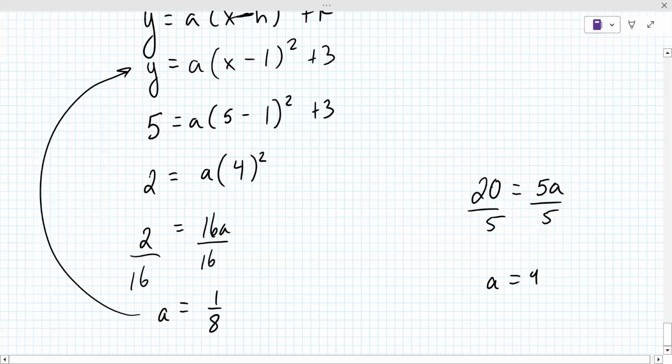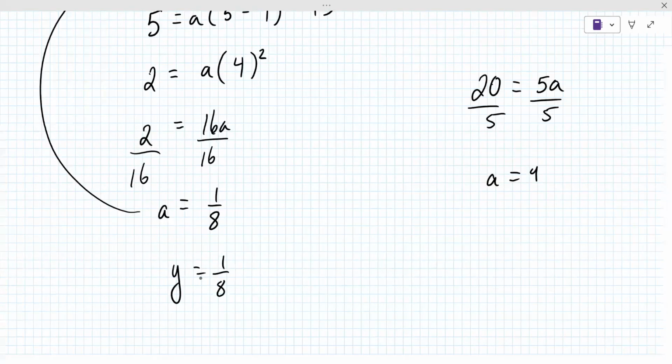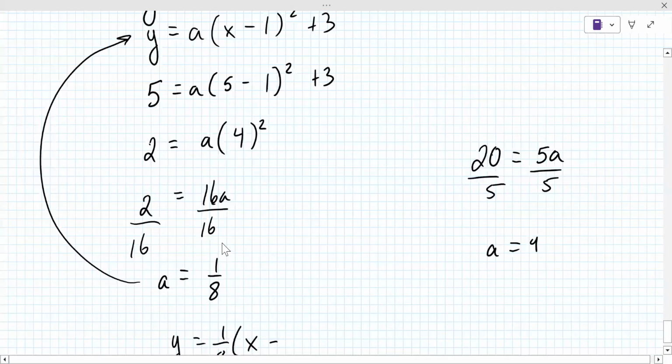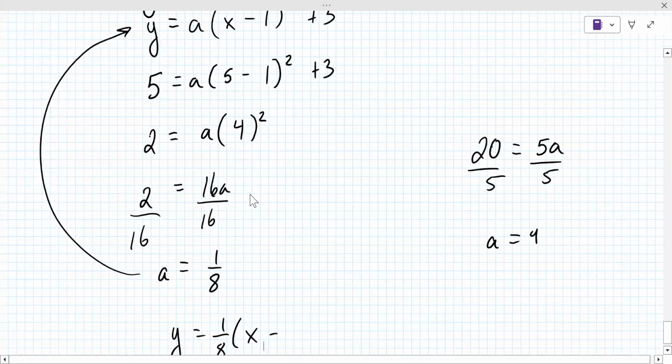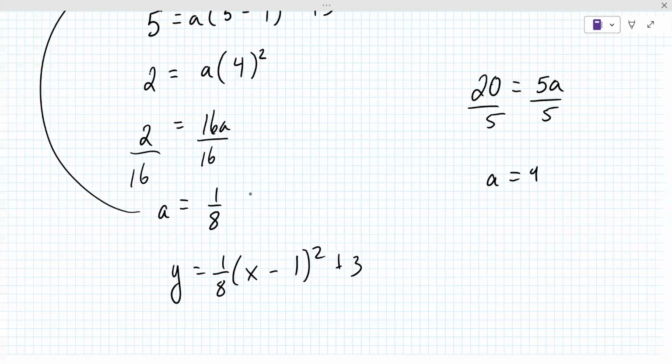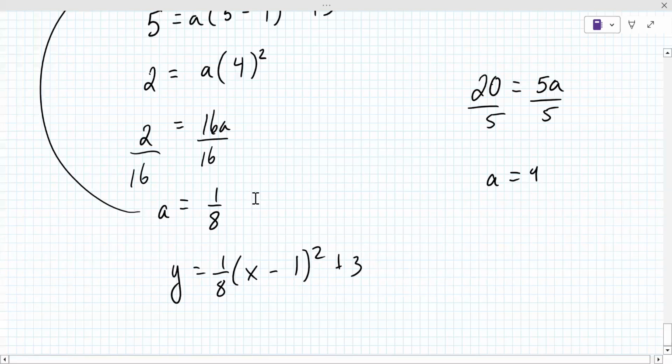Yeah, so this is going to go back into this line right here, and you're going to write out your final equation for that. So then that would be y equals 1/8 parentheses x minus 1 squared plus 3. Yes. And then below we use the points 5 and 5 to fill in the x and y? No, no. Once you have the equation, you're good. You don't have to do anything extra. Okay. Nothing extra.